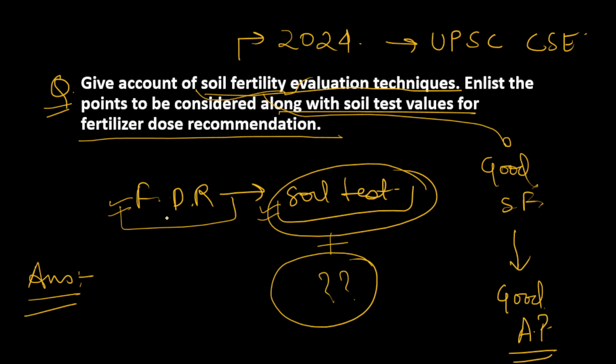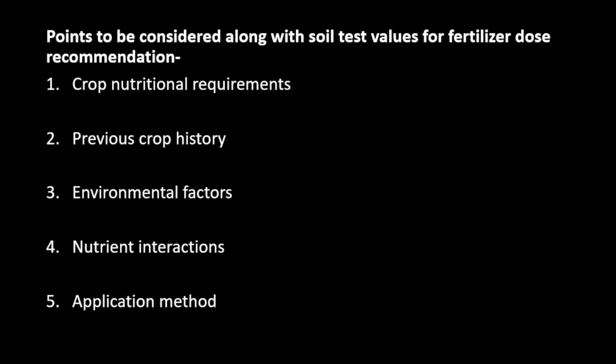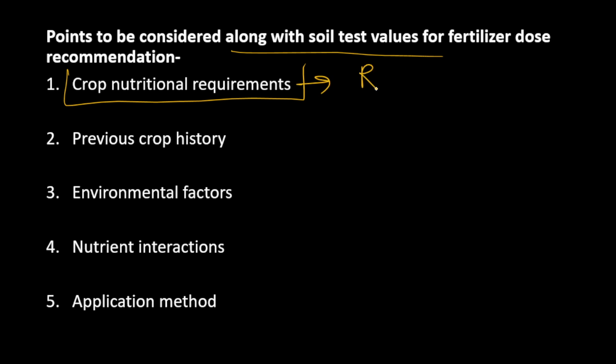We have to discuss those other factors, along with soil test values. So we have taken soil test values. Other than soil test values, what are the other factors we will keep in mind while determining fertilizer dose recommendation? The first factor we should keep in mind is crop nutritional requirements, because suppose we are growing rice, we know that rice has a certain requirement. So knowing those crop nutritional requirements is very important.